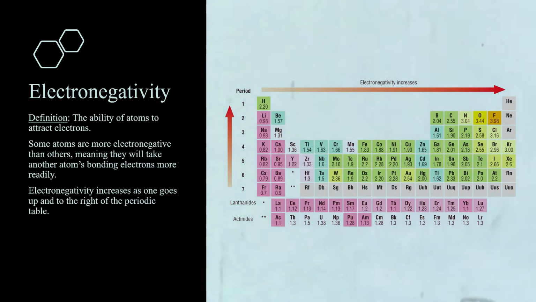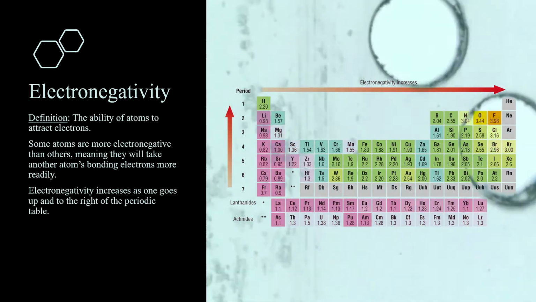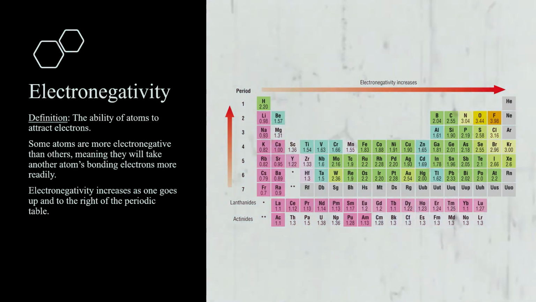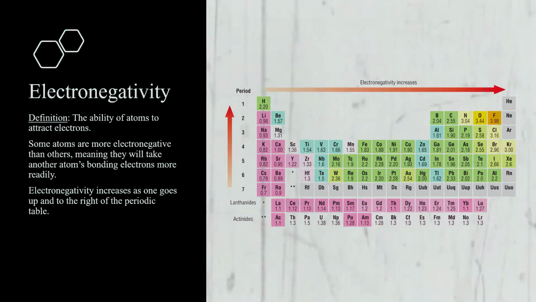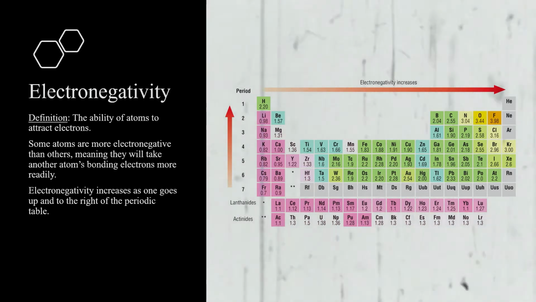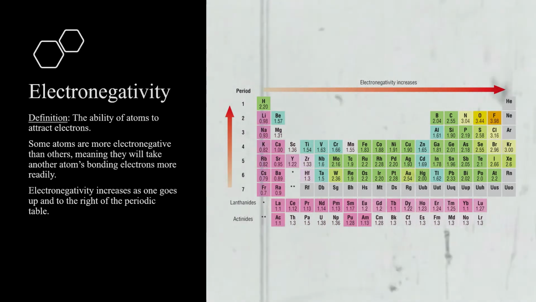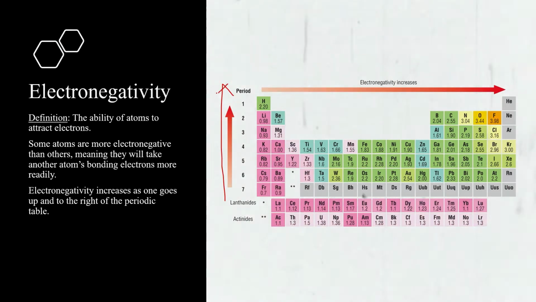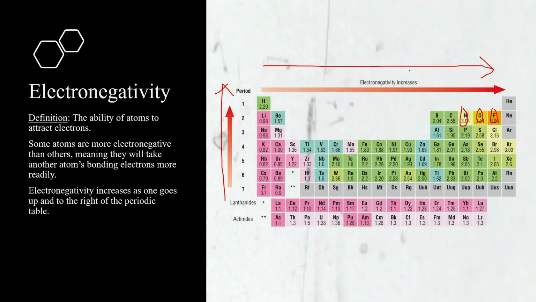Now, the definition of electronegativity is the ability of atoms to attract electrons. Some atoms are more electronegative than others, meaning they will take another's bonding electrons more readily. Electronegativity increases as one goes up and to the right of the periodic table. So as you go up and to the right, electronegativity increases, which means that nitrogen, oxygen, and fluorine are going to be our most electronegative atoms on the table.